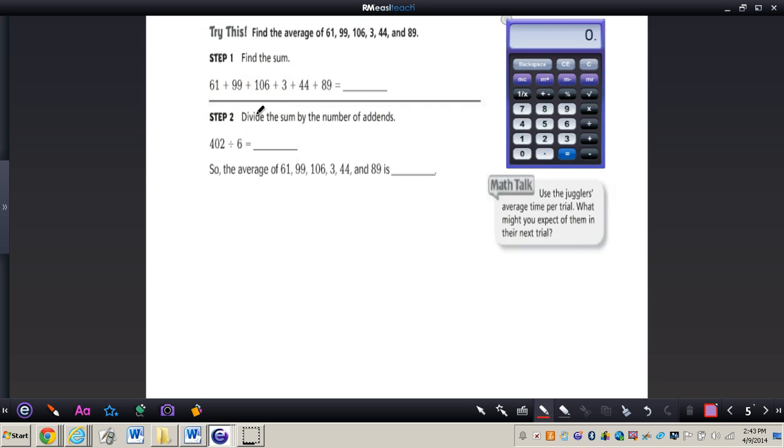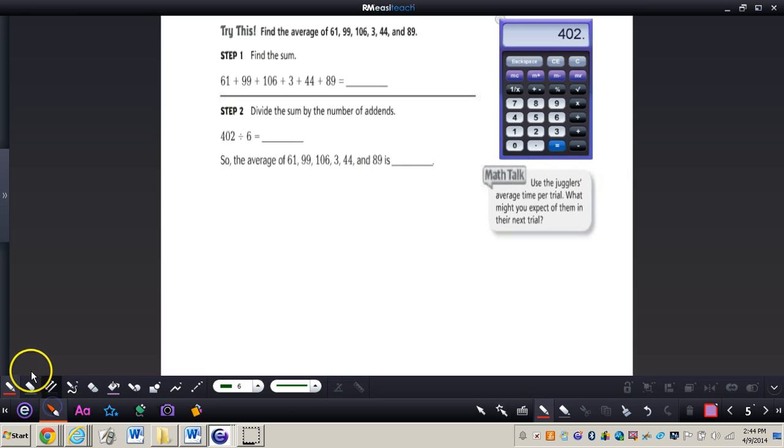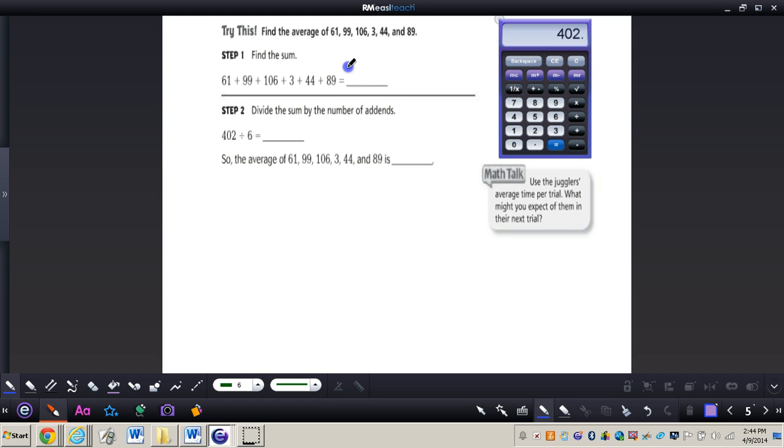Okay, let's take a look at this next one together. It says find the average of 61, 99, 106, 3, 44, and 89. The first thing we need to do, and you can even get out your calculator for this, is find the sum of these numbers. So we're going to do 61 plus 99 plus 106 plus 3 plus 44 plus 89. That's going to give us a total of 402. We'll put 402 right here.